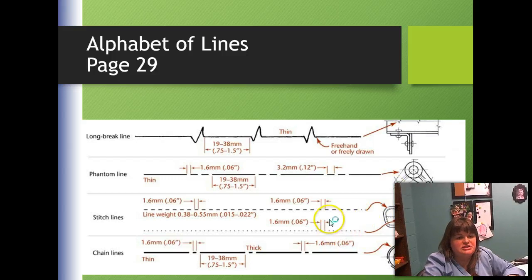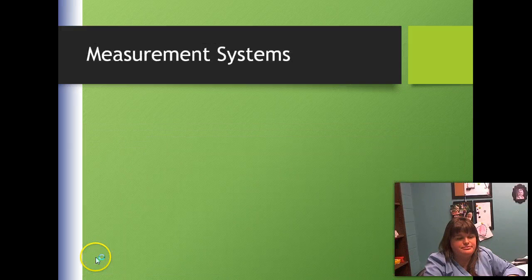We also have stitch and chain lines, and we're not going to talk about those in this class. So next, measurement systems. I'm going to go ahead and pause on this one, and then we'll start one more time with the third video for this section on measurement systems.